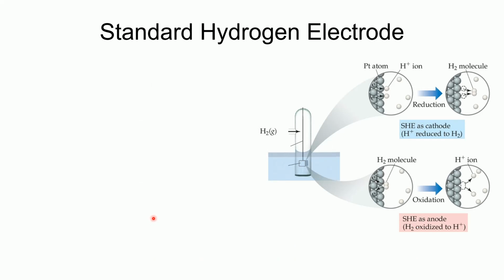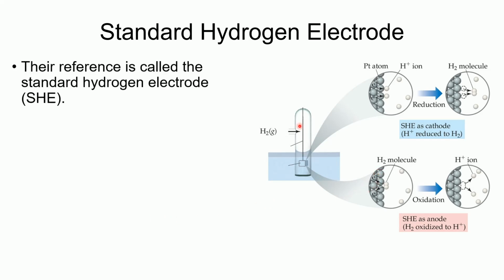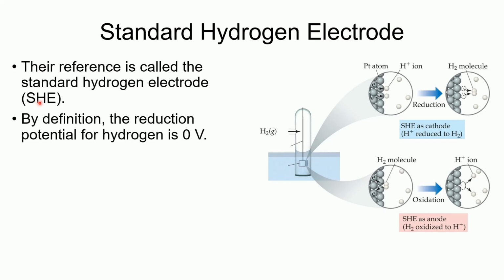Taking a closer look at what the standard hydrogen electrode is, since it doesn't have a metal in it, we use a platinum wire. So we'll see a platinum wire here and a platinum electrode. The reference is called the standard hydrogen electrode. Sometimes you'll see people refer to it as SHE. We'll see that by definition it has a reduction potential of 0 volts. That is a defined value.